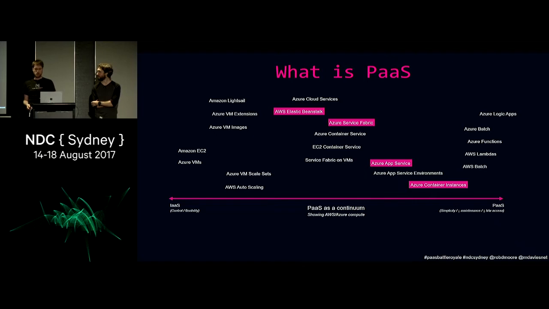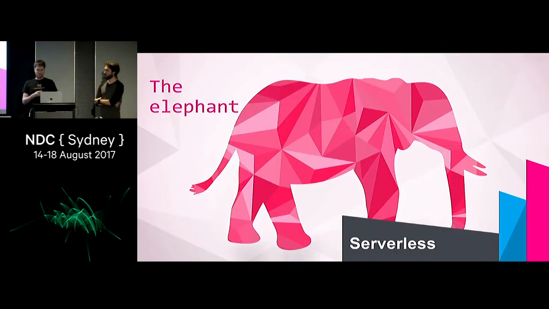Now we're going to, as I said, talk about 4 of these services. So the ones we're going to run through today is Elastic Beanstalk, Service Fabric, App Service, and Container Instances. So we've basically chosen one of each of those 4 kind of categories, if you call it that, of PaaS services. Now the elephant in the room is serverless, right?